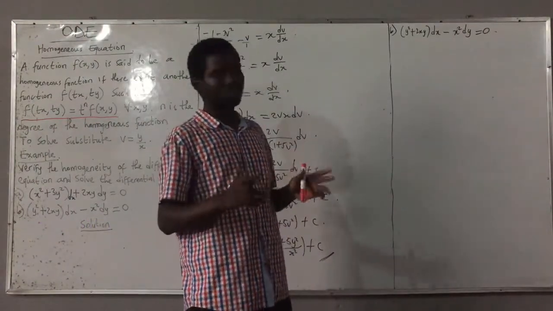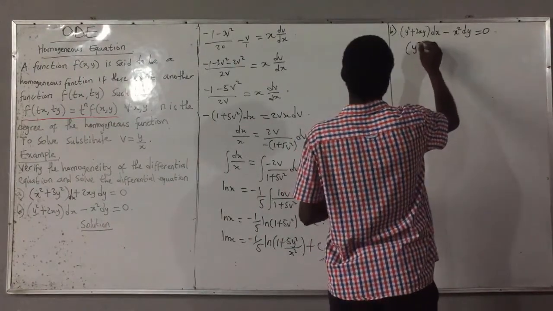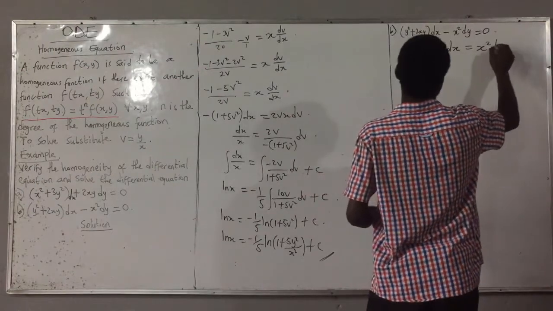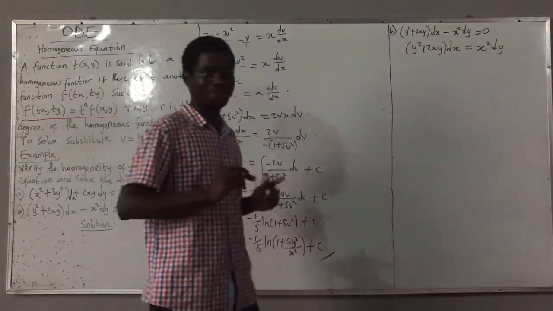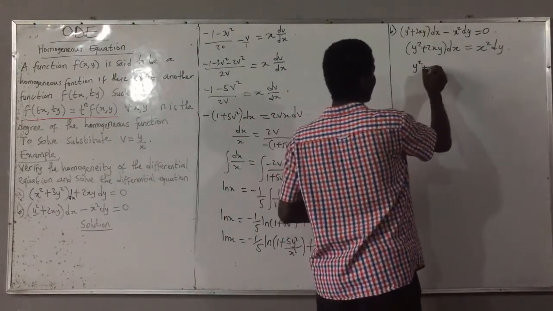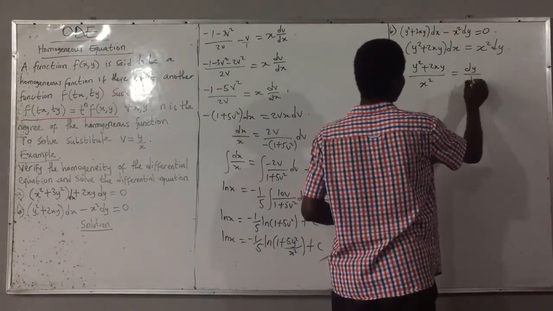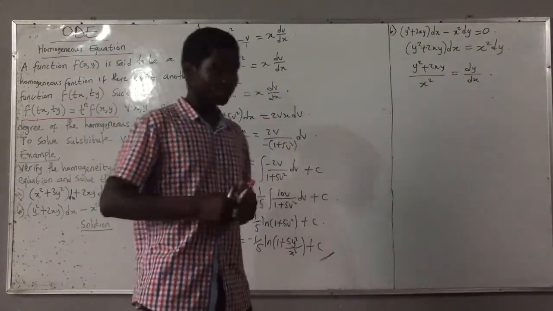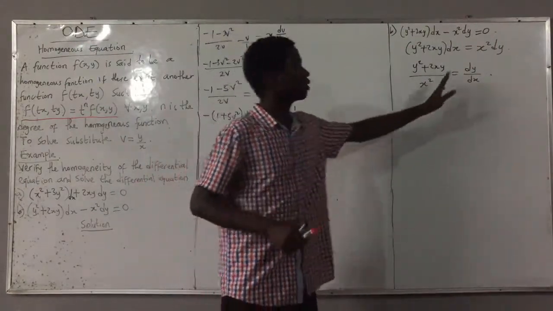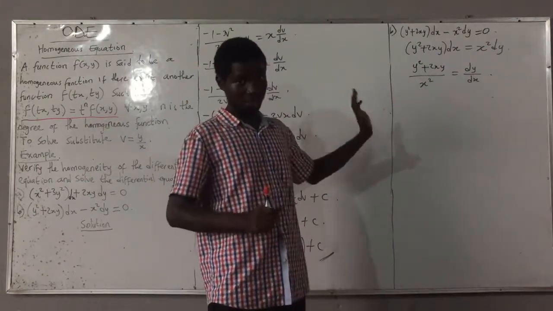Now, if I don't need to show it again, then how do I start? Bring this one to the other side. I have y squared plus 2xy dx equal x squared dy. That is what I will have first, right? Now, find the dy/dx. So this one will be y squared plus 2xy all over x squared is equal to what? The dy/dx. So do you understand what I'm doing? Make dy/dx the subject of formula. That's the first thing. So dy/dx equals all these other ones to be here. Do you understand?